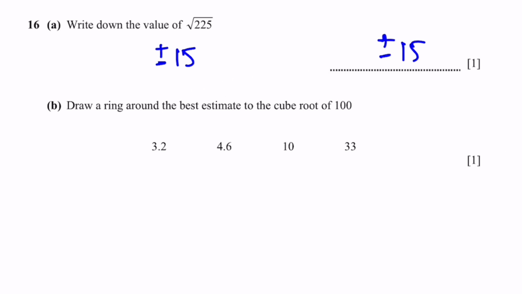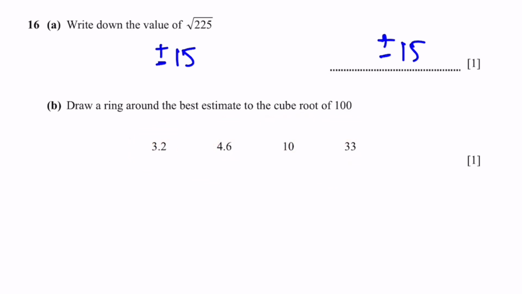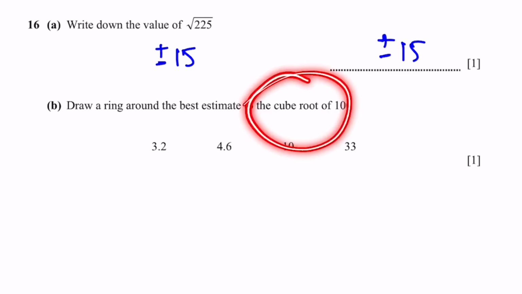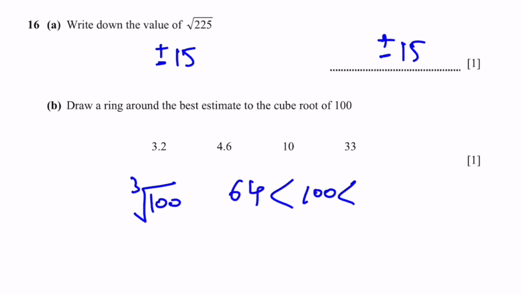B. Draw a ring around the best estimate to the cube root of 100: 3.2, 4.6, 10, or 33. It's not a square root, it's a cube root. So let's see which perfect cubes 100 is in between. 100 is in the middle. Below that is 64, which is 4 cubed, and above is 125, which is 5 cubed.